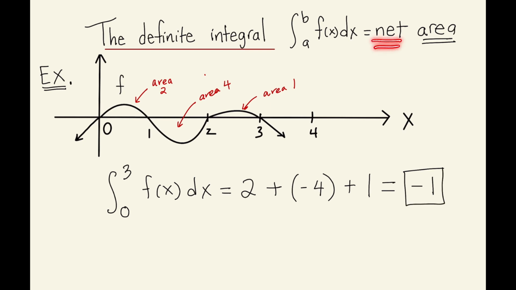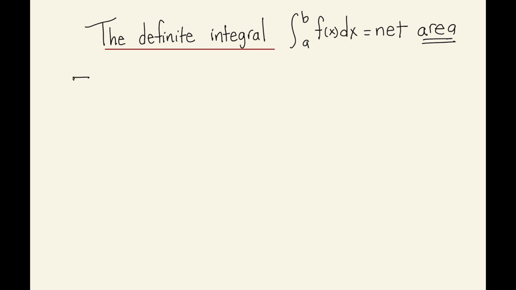And by net, I just mean that regions that lie below the x-axis will have a negative contribution. So this is a contribution of +2, -4, and +1 in here. So let's do another example using this idea of net area.